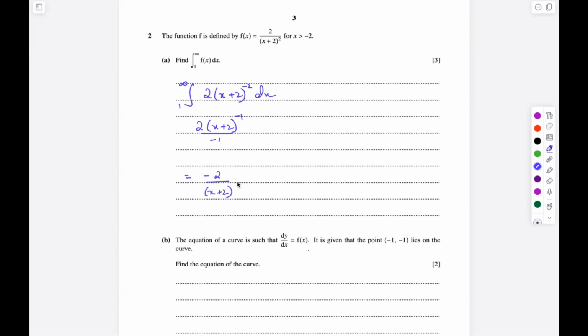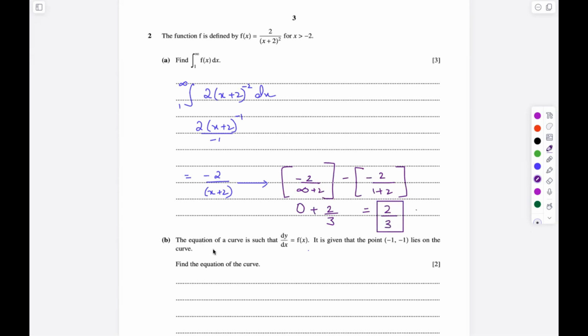In the next step, we'll substitute the limits. The upper limit is infinity. So substituting infinity in place of x, we'll get minus 2 upon (infinity plus 2). And we'll subtract the lower limit, which is minus 2 divided by (1 plus 2). Now minus 2 divided by infinity will be equal to 0. And this will become minus minus, plus 2 upon 3. So the final answer will be equal to positive 2 upon 3.